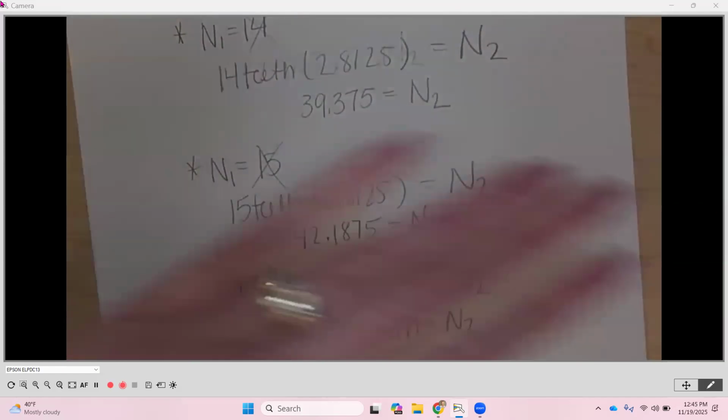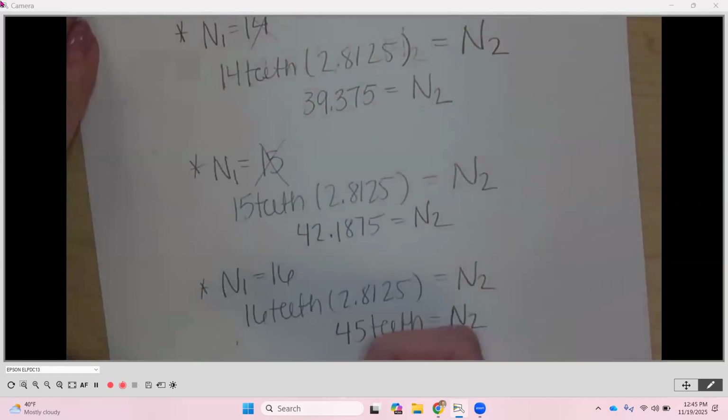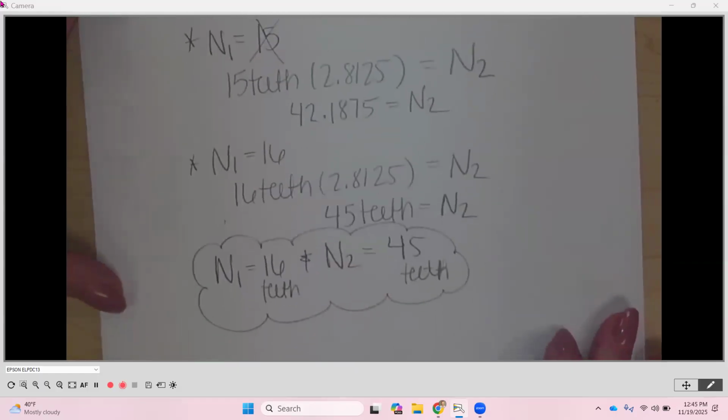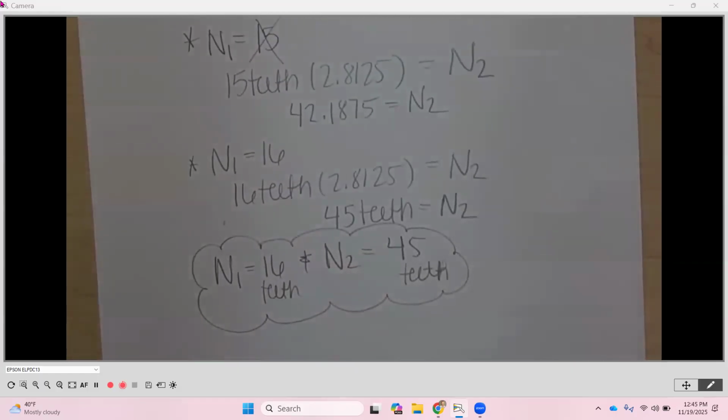And they're going to get us exactly the velocity ratio that we need. So we can say that N1 equal to 16 and N2 equal to 45. And I should put teeth here. I'm sorry, I should have put that in there. Teeth. Okay. This would be a good pair.